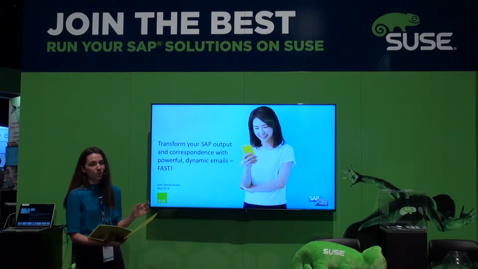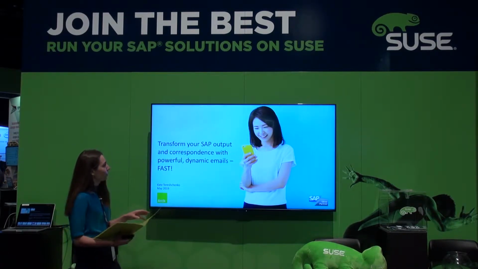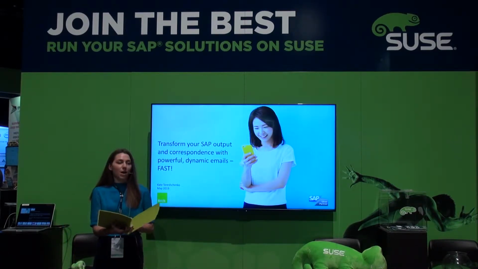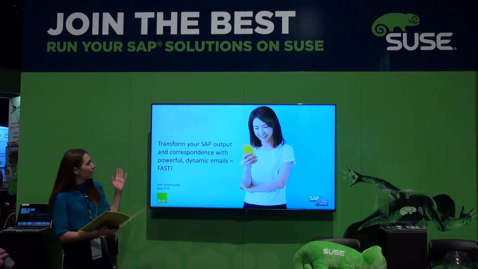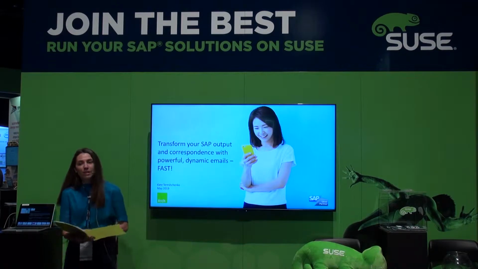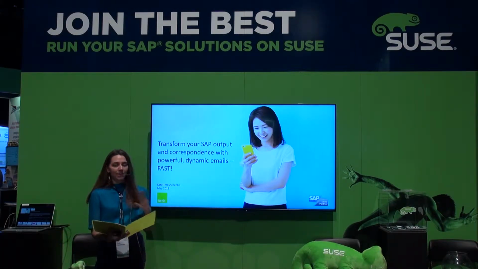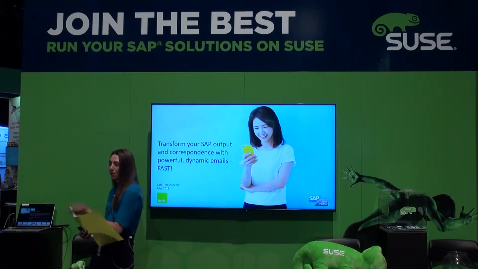I haven't done many of these, so I'm going to be referring back to my notes. I'm here to talk to you about Flow. The title of the presentation is Transform Your SAP Output and Correspondence with Powerful and Dynamic Emails Fast. My name is Kate, and I'm joined by my colleague Chris Scott.